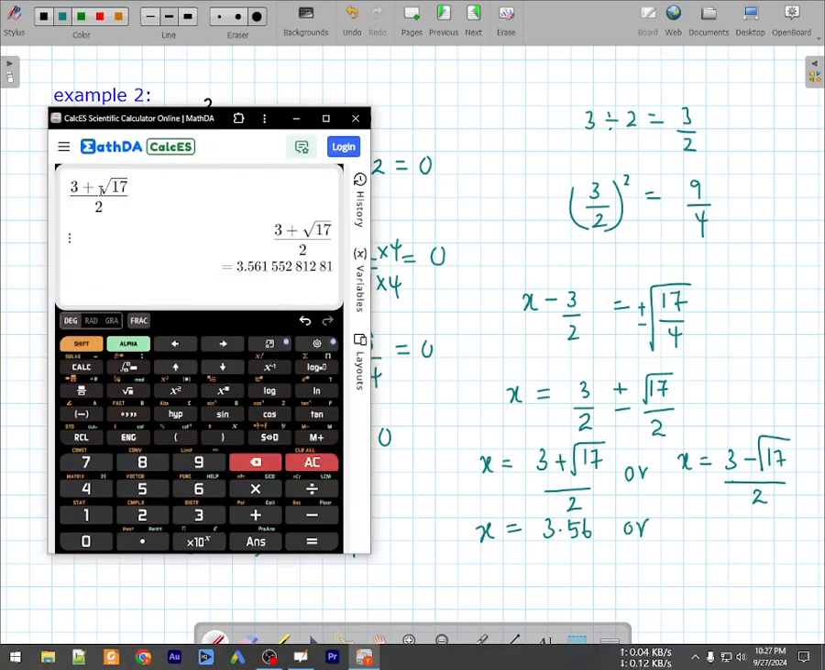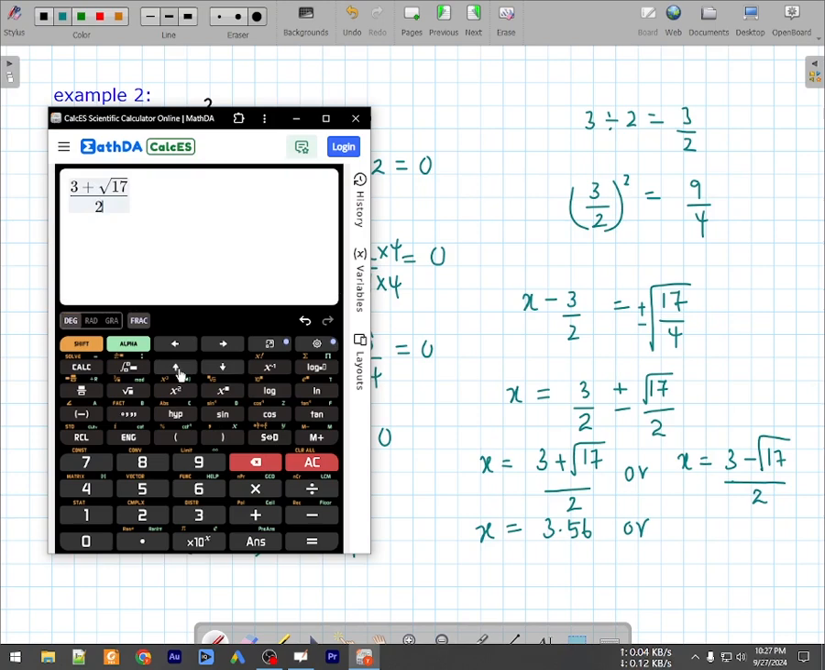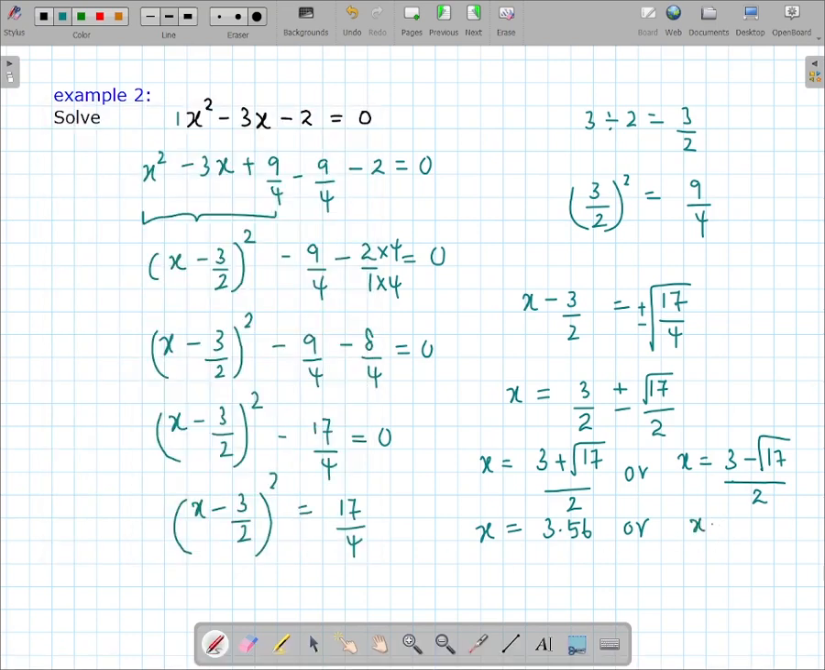Then I need to take here negative answer. Use arrows, remove plus and put minus. Minus 0.561. So again after 6 it is 1. You don't need to add 1 to 6. So it is minus 0.56.